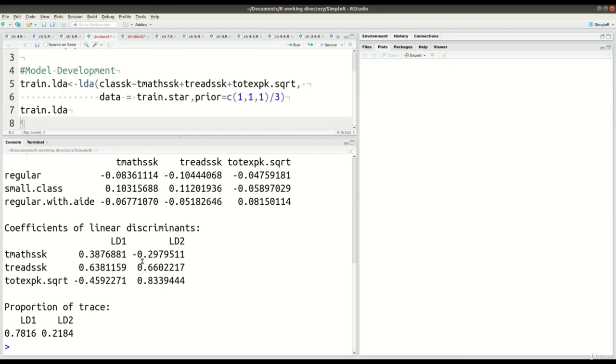Now the reason we got 2 functions is because we have 3 groups. Remember, it's always the number of groups minus 1. So we have 3 groups, minus 1 is 2 functions that we could potentially use.